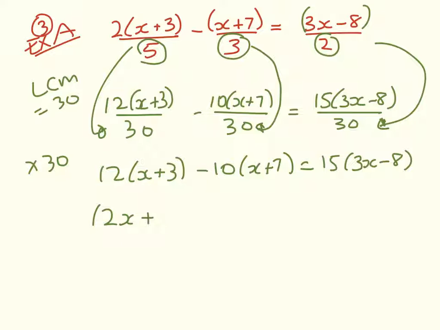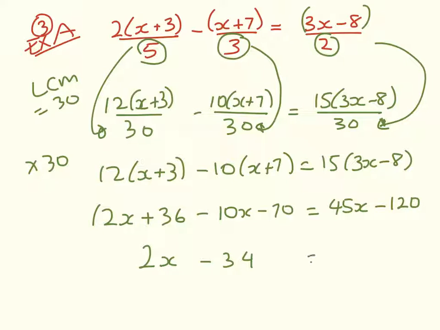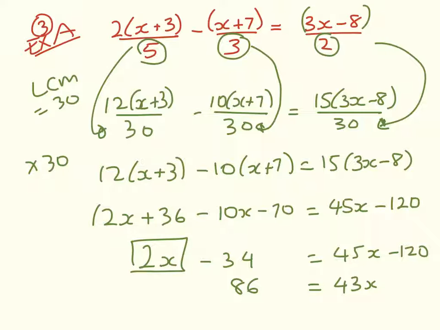So 12x plus 36 minus 10x minus 70 equals 45x minus 120. So on this side we have 2x minus 34 equals this, and that leaves me with, well, let's see, I'm going to add 120 to both sides, so I'll get 86 equals 43x, so that's subtracting 2x from both sides. So my solution is a very clean x equals 2.